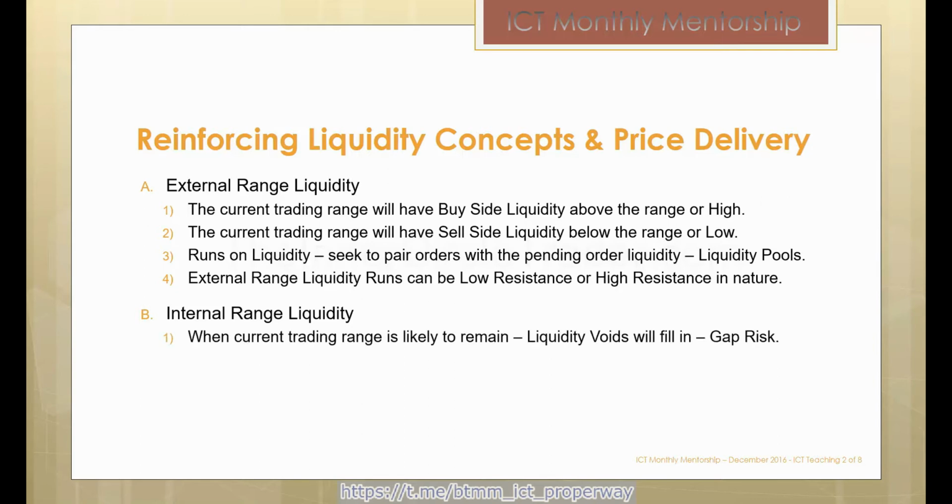Secondly, we have internal range liquidity. When the current trading range is likely to remain, liquidity voids will fill in, and this is associated with gap risk. And when the current trading range is likely to remain, fair value gaps will also fill in, and this is attributed to gap risk. Now, gap risk is nothing more than simply when the market quickly reprices to a level where there was very little or no trading.